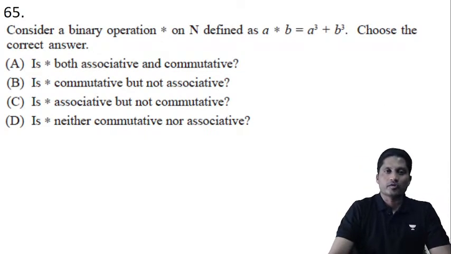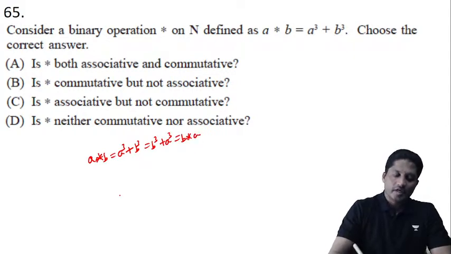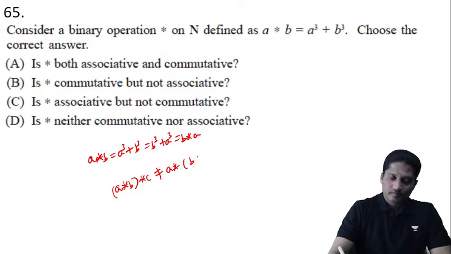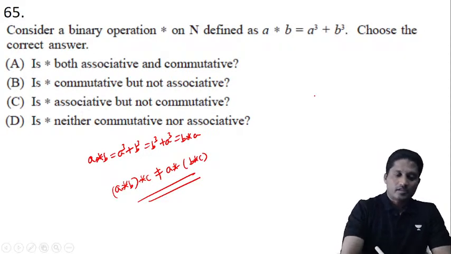Which of the following is both commutative and associative? a star b is a cube plus b cube, right? a cube plus b cube is the same as b cube plus a cube, which is equal to b star a, so obviously it is commutative. But it won't be associative. (a star b) star c will not be equal to a star (b star c). So it is commutative but not associative. Answer is option B.